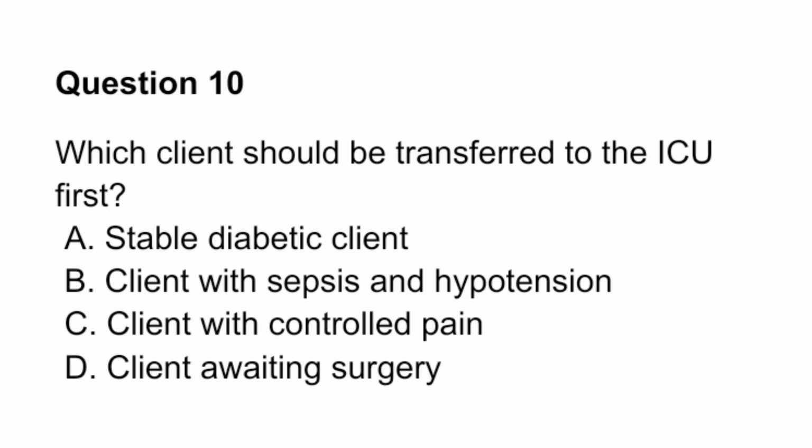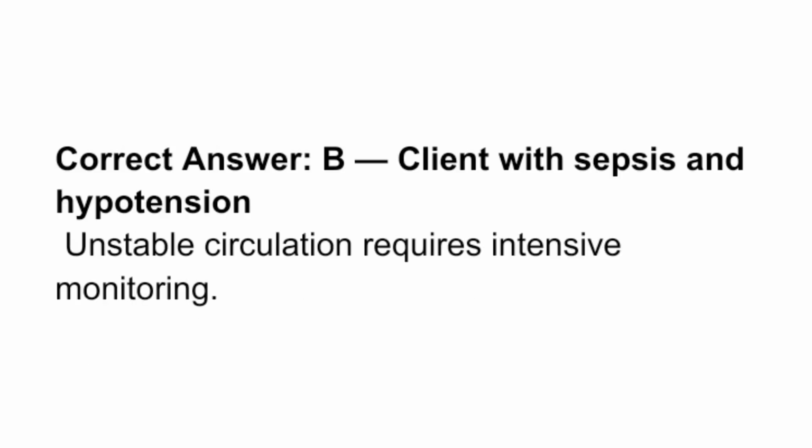Question 10. Which client should be transferred to the ICU first? A. Stable diabetic client. B. Client with sepsis and hypotension. C. Client with controlled pain. D. Client awaiting surgery. Correct answer, B. Client with sepsis and hypotension. Unstable circulation requires intensive monitoring.